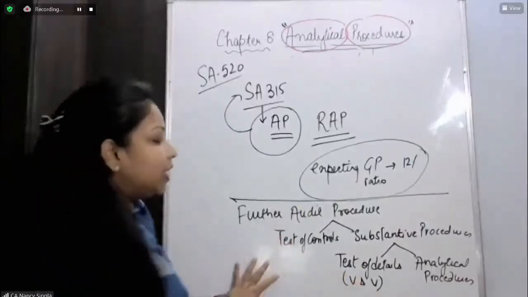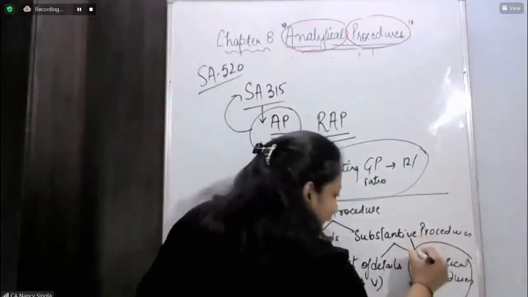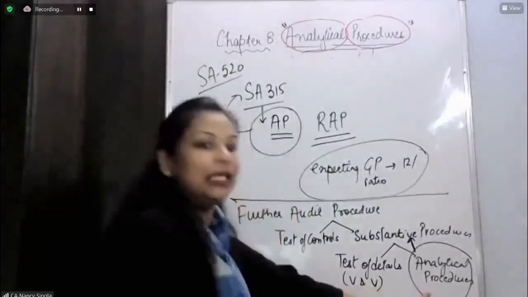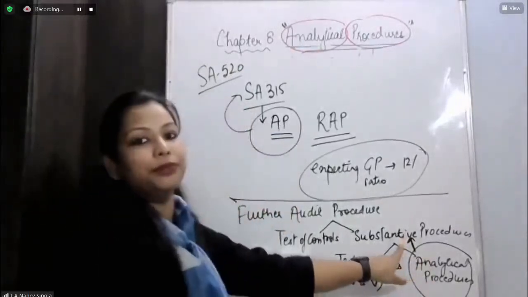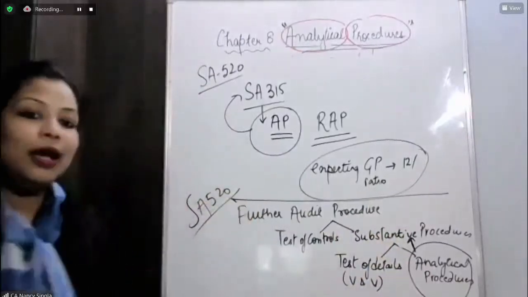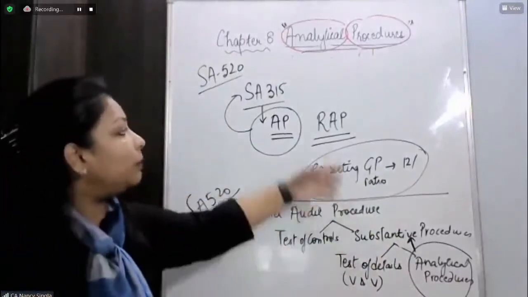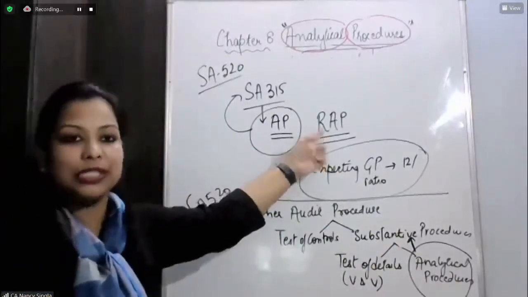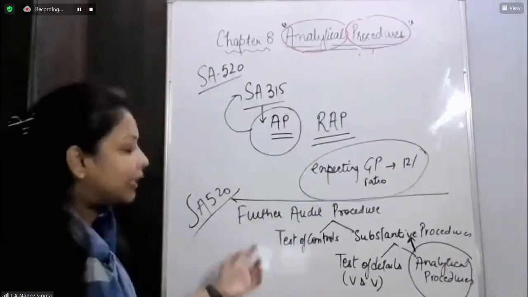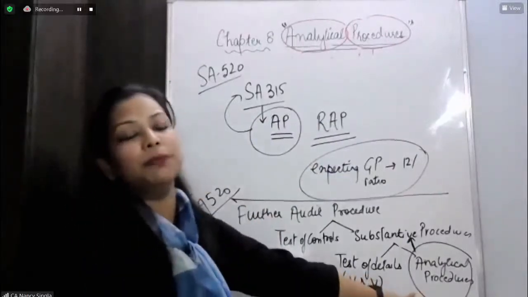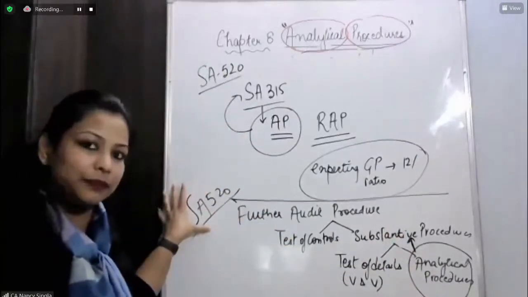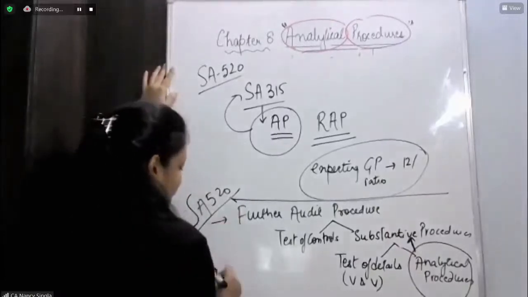So when the auditor is performing the analytical procedures as substantive procedures, this is covered by SA 520. The analytical procedures to be performed while performing risk assessment procedures are covered by SA 315. So what does SA 520 talk about? It says that when the auditor is performing the analytical procedures as the substantive procedures, that is covered in SA 520. Clear?